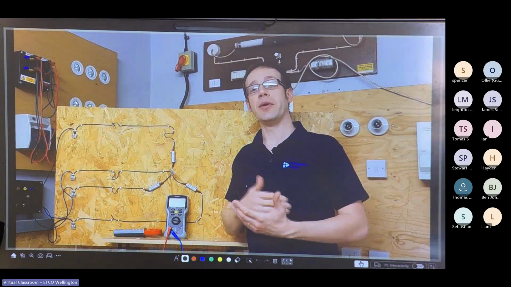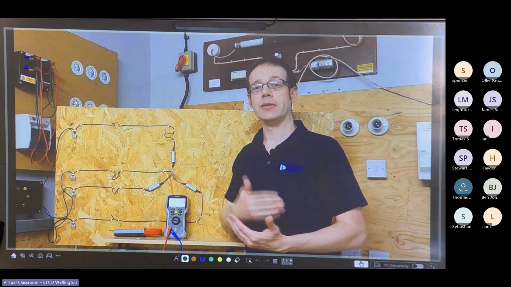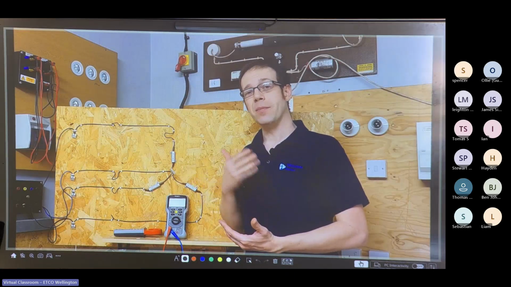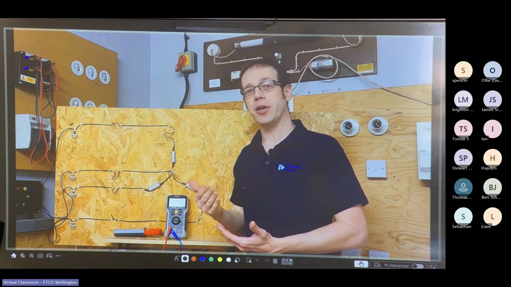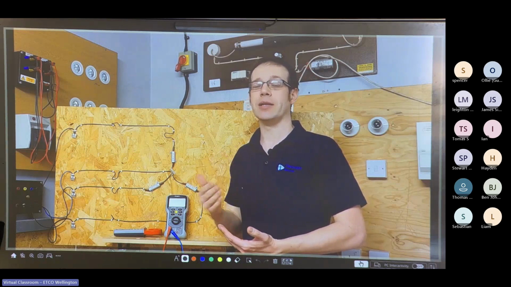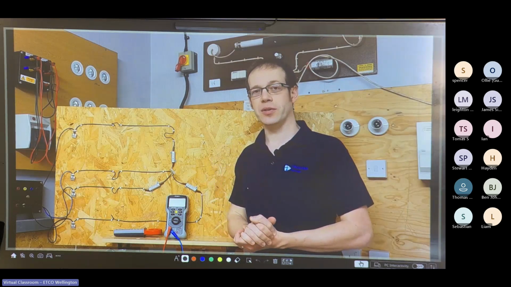So what we're going to do now is power up our star-connected load. We're going to measure the voltages, we're going to measure the currents, and then we're going to show the mathematical relationships between those voltages and currents.